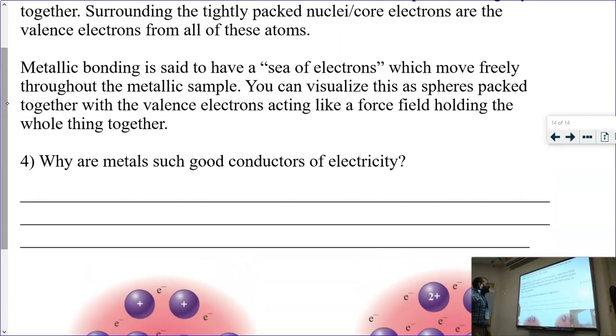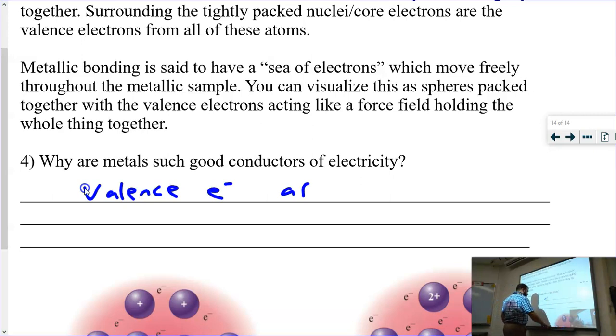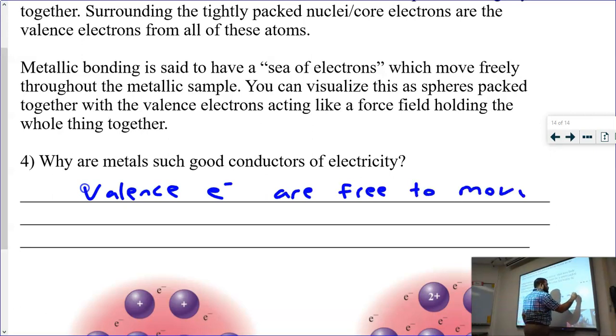4. Why are metals such good conductors of electricity? Well, because there's endless valence electrons that can flow. Okay? Metals conduct electricity extremely well because the valence electrons are free to move. They're not confined. They're not stuck. Okay? Metals conduct electricity because of metallic bonding.